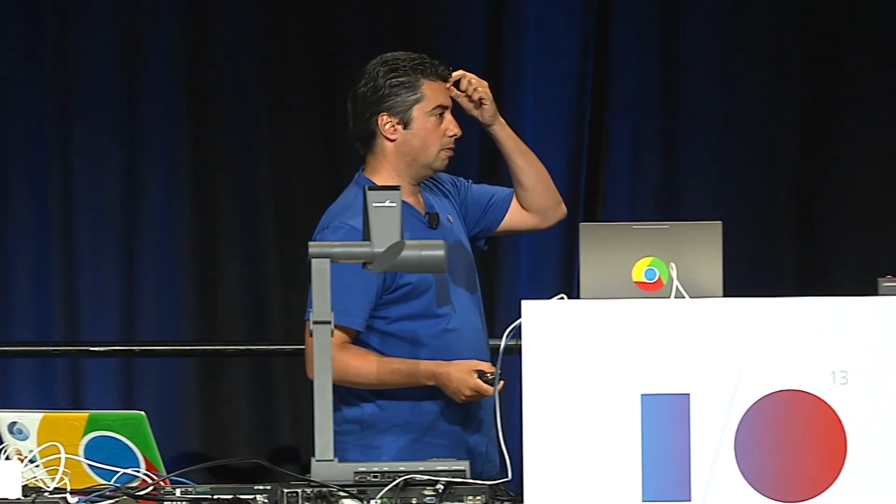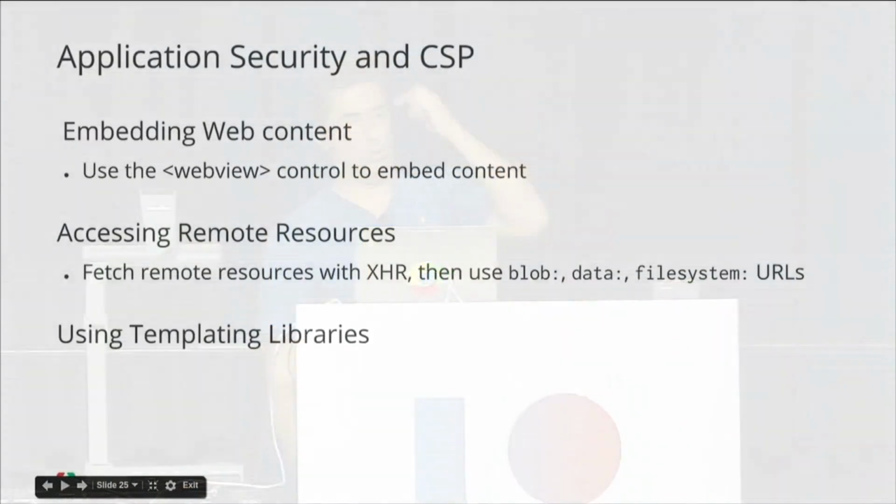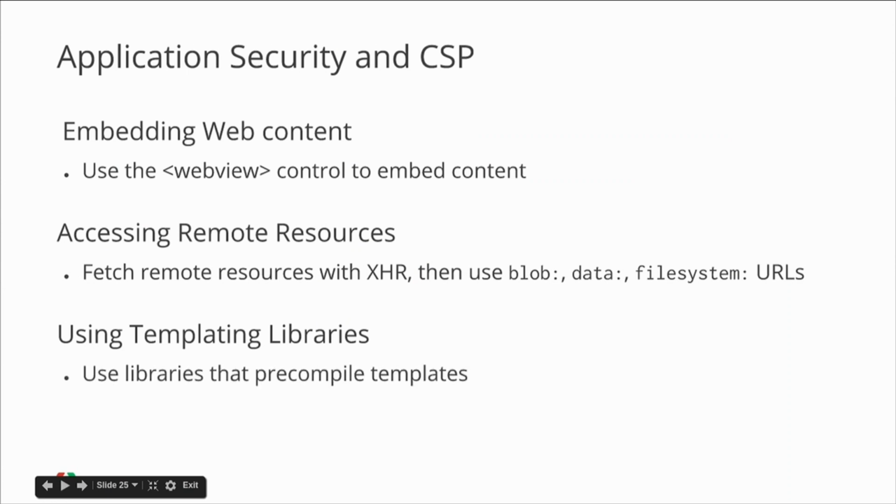So then, of course, the question comes up, well, what about templating libraries? Don't they use eval? Don't they use new function? And the answer is yes. So what do you do? Well, you can use libraries that precompile their templates, right? So Handlebars, for example, right? You can precompile your templates. Other libraries do the same thing.